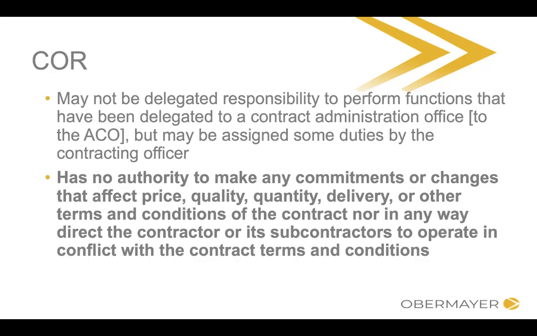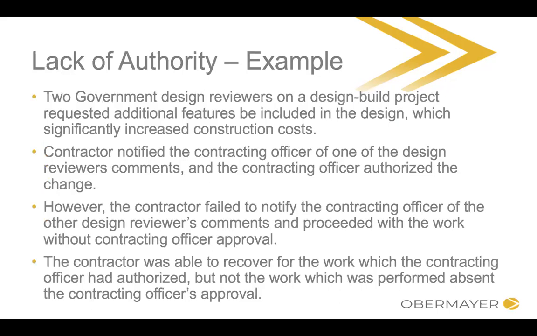So they cannot be delegated responsibility to perform functions above their level. They can't have the level of the CO. They can be assigned some duties, but they do not have the authority to issue these kinds of changes. So what does that mean for you? It means that if you're getting a direction from a COR that is telling you to do something outside the scope of the contract, any of the examples we talked about before, a means and methods change, a change in the interpretation of the contract, anything that you think is a constructive change, they don't have the authority to do that.